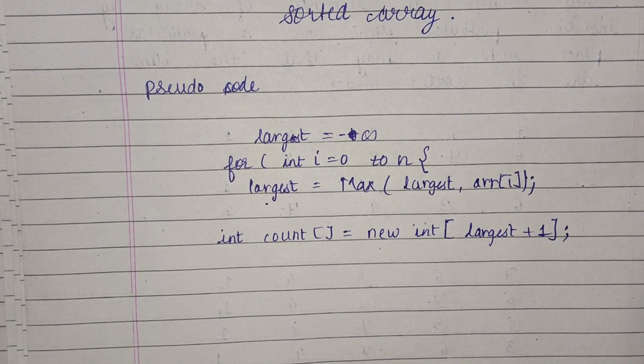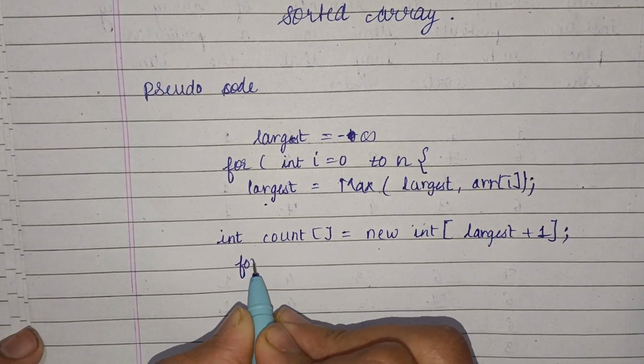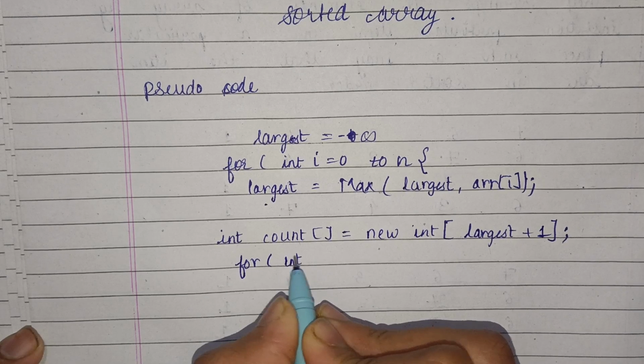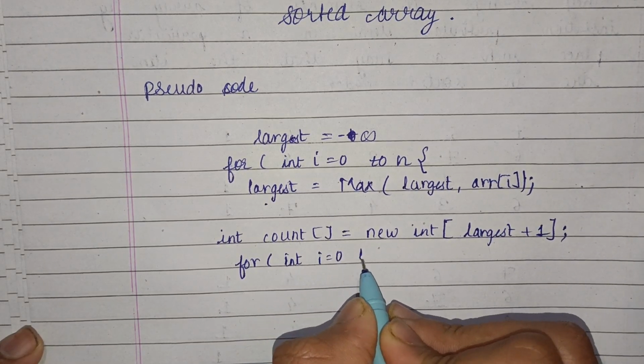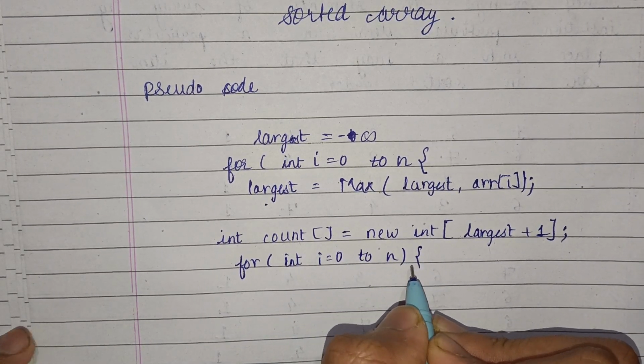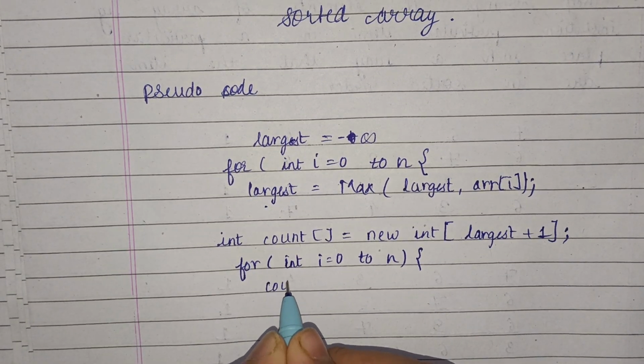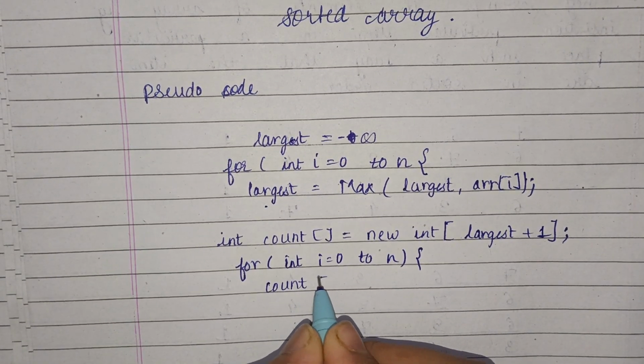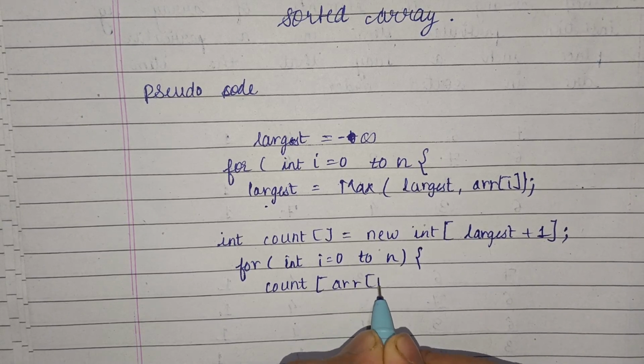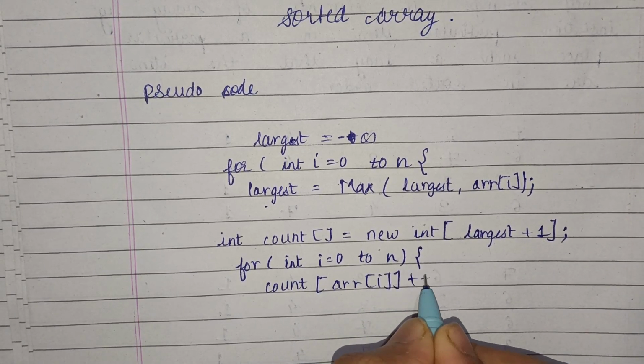Now here also we will run a loop for int i is equal to 0 to n, and in that we will count our elements. So count array of i, and it will get updated.